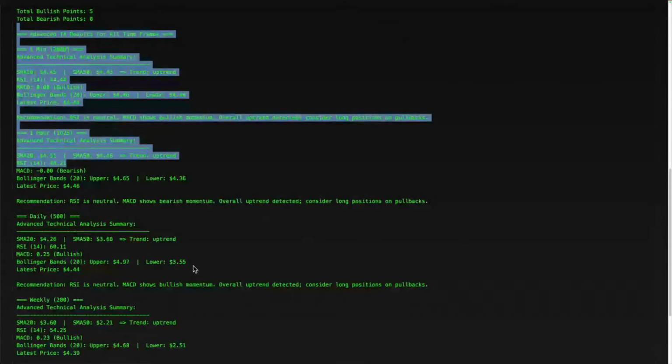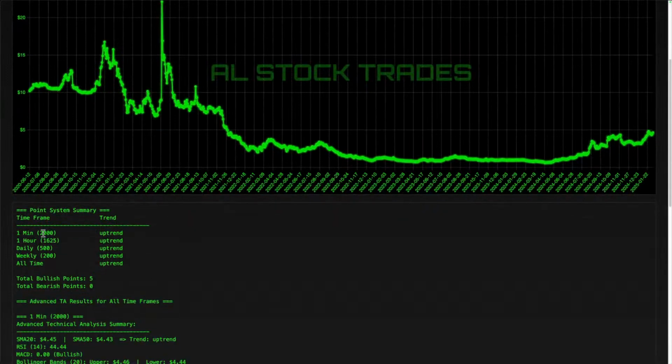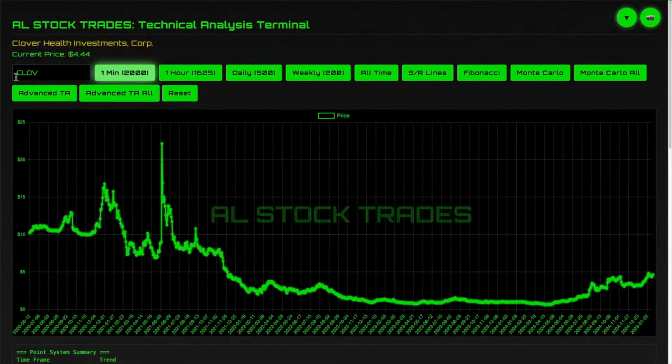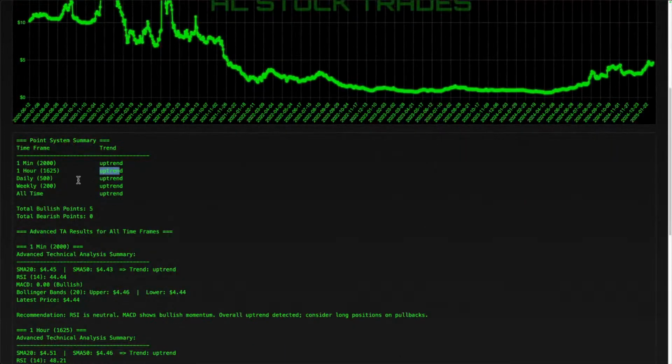And what you basically see is the minute chart, there's actually an uptrend. The hour chart, there's an uptrend. Again, this is for Clover, right? The daily chart is an uptrend.